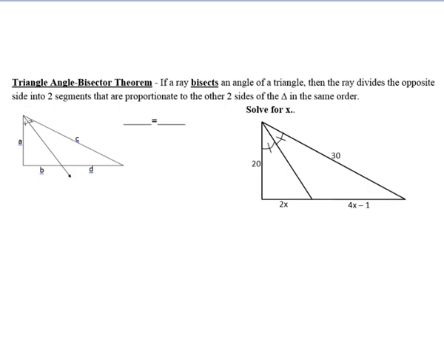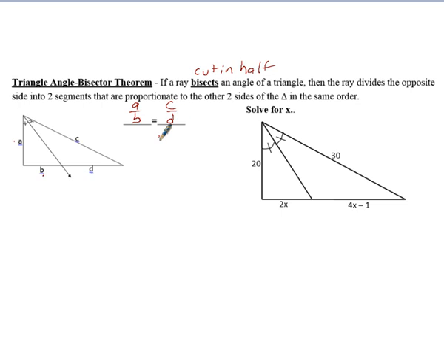And the last thing we're going to look at is the triangle angle bisector theorem, which says if a ray bisects an angle of a triangle, and bisect again means cut in half, then the ray divides the opposite side into two segments that are proportionate to the two other sides in the same triangle, in that order. What? Basically, it means if we have an angle bisector like we do here, we can set something up such as A is to B as C is to D.